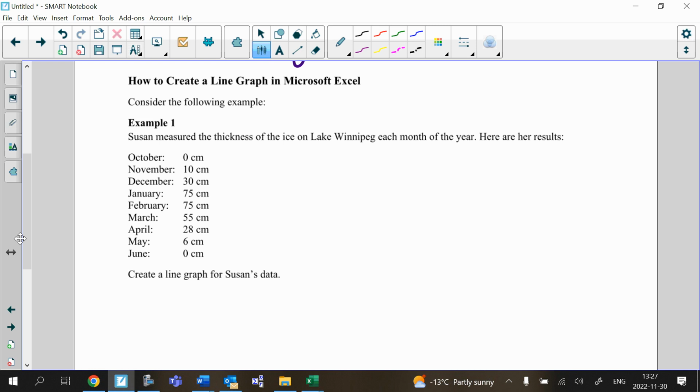So all you want to do is enter the data in your cells, in column A and column B, exactly as you see here. So the months, and then the corresponding numbers. Just put the numbers, don't put the units.